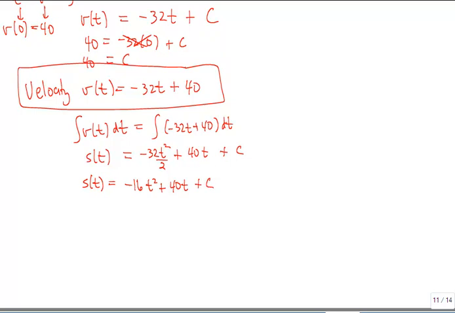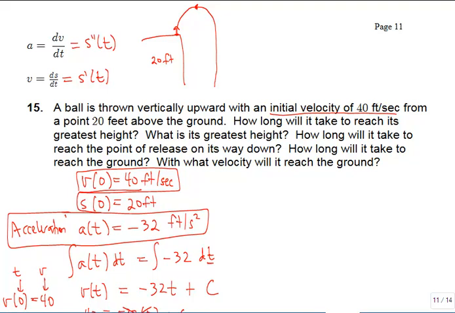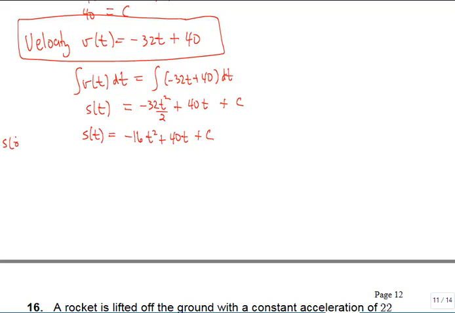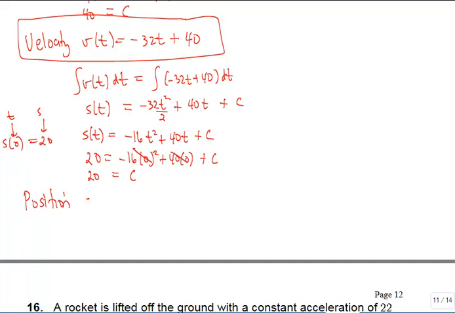Now to get rid of that c, we use our initial condition that the initial height was 20 feet. So I am going to use s of 0 equals 20, t is 0, and s is 20. So 20 goes on the left, and then all of these t's become zeros. So this is gone, so c is just 20, which means my position function will be s of t equals negative 16t squared plus 40t plus 20.